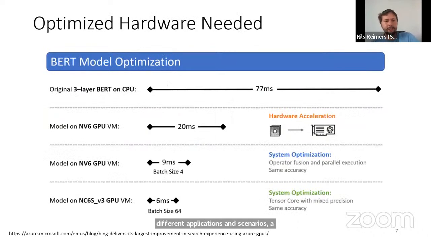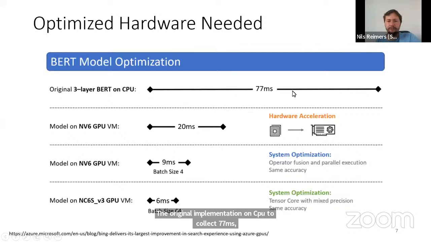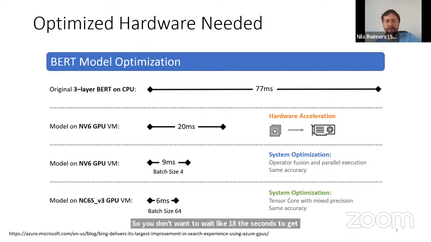A challenge with neural networks in search is the hardware need. This is from Bing, where they rolled out a 3-layer BERT into Bing search. The original implementation on CPU took 77 milliseconds, which is far too slow. You don't want to wait 80 milliseconds to get your search results. Also, it would have cost tens of thousands of servers to be added to the search function.